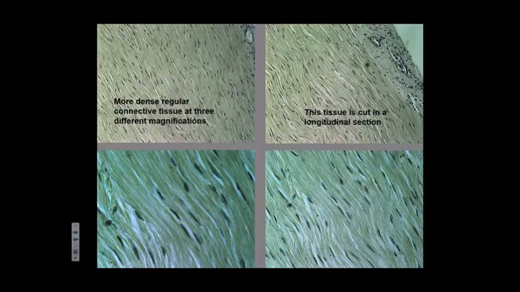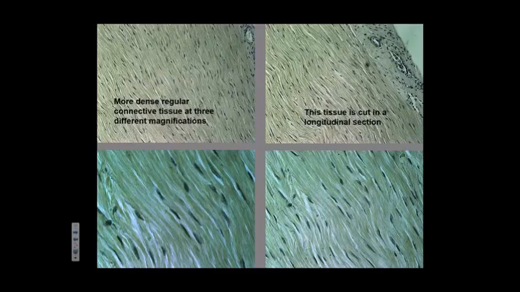Now this is dense regular connective tissue, but it's stained with a different color of stain. So you don't try to learn this stuff by color. You can't, because different technicians use different stains. So it's kind of parallel here, there, and everywhere, so you know you're in dense regular connective tissue. And this is what they don't show. The next image is what they don't show in A&P textbooks.